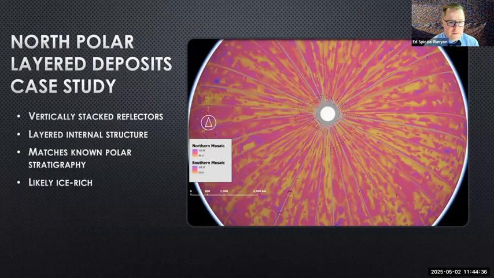The northern polar layered deposits, which would be in this region here, and Vastitas Borealis, which expands just a little bit beyond that, I observed vertically stacked radar reflectors that matched known internal polar layering. These reflectors actually form narrow bands at different depths, consistent with alternating layers of dust and ice. So this case reinforces the accuracy of the pipeline. The methods used allow us to see structures that were already well documented by previous missions, and ultimately means this region is likely very ice rich.